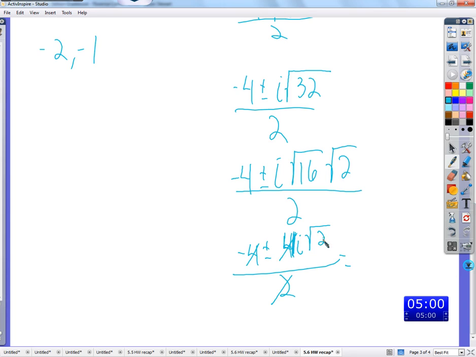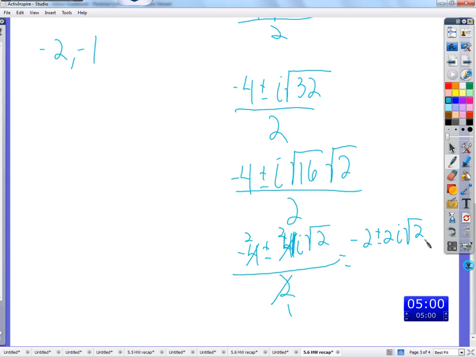Notice, stuff that's outside the square root cannot cancel things that are inside the square root. They both have to be either outside the square root or inside the square root. But you can't mix the two. So we get negative 2 and a 1 down here. So negative 2 plus or minus 2i root 2, and divide by 1. That's kind of redundant. Don't even divide by 1.